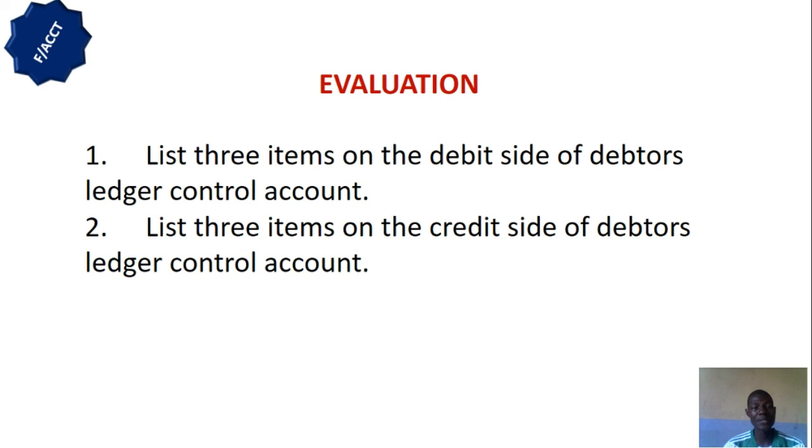List 3 items on the credit side of debtors ledger control account. We have the following: cash received from debtors, check received from debtors. We also have returns inward, which is also known as sales returns.